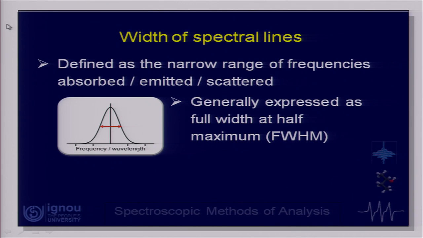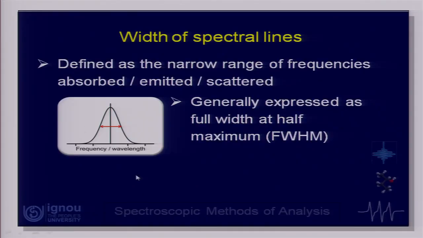Okay, let's move further and talk about the next characteristic, the width of spectral lines. Width, as I mentioned before too, is defined as the narrow range of frequencies absorbed, emitted or scattered, because when we talked about the molecular spectrum, we said that very closely packed radiations are getting absorbed. That range refers to the width here. It could be frequencies or wavelengths, or whatever expression we use for that.